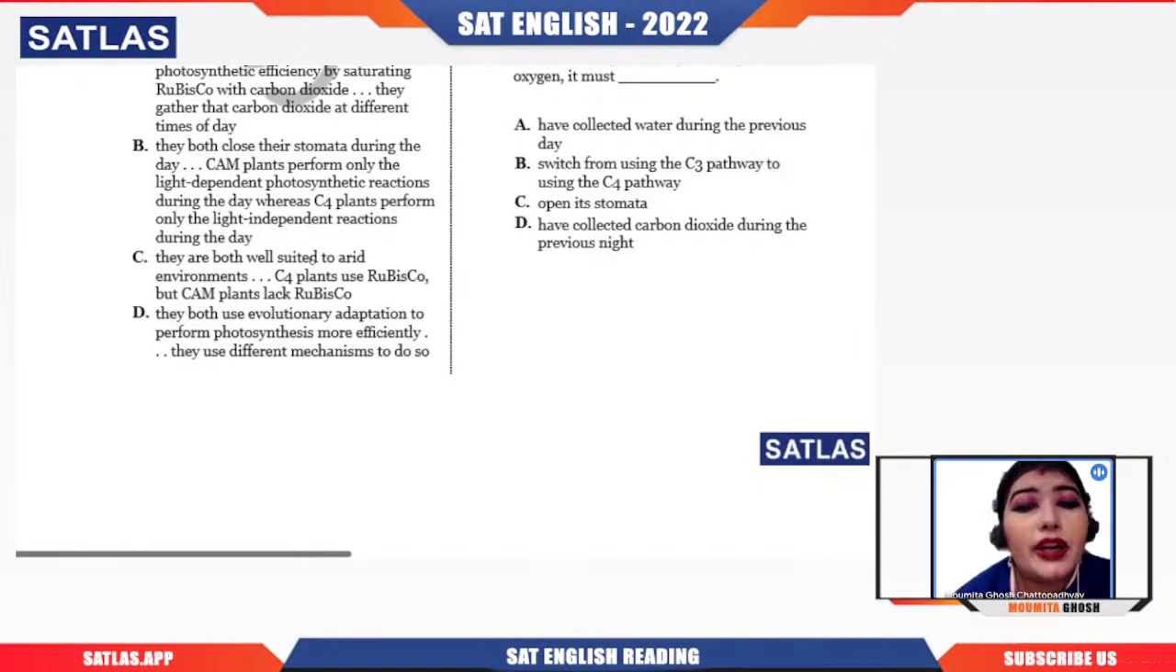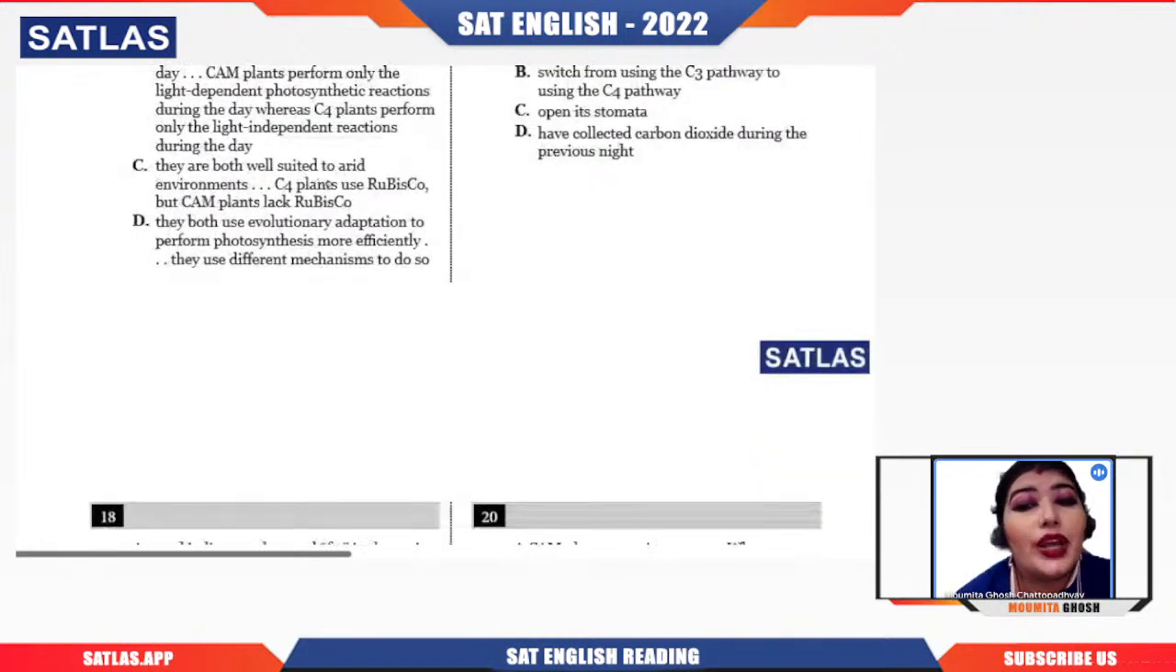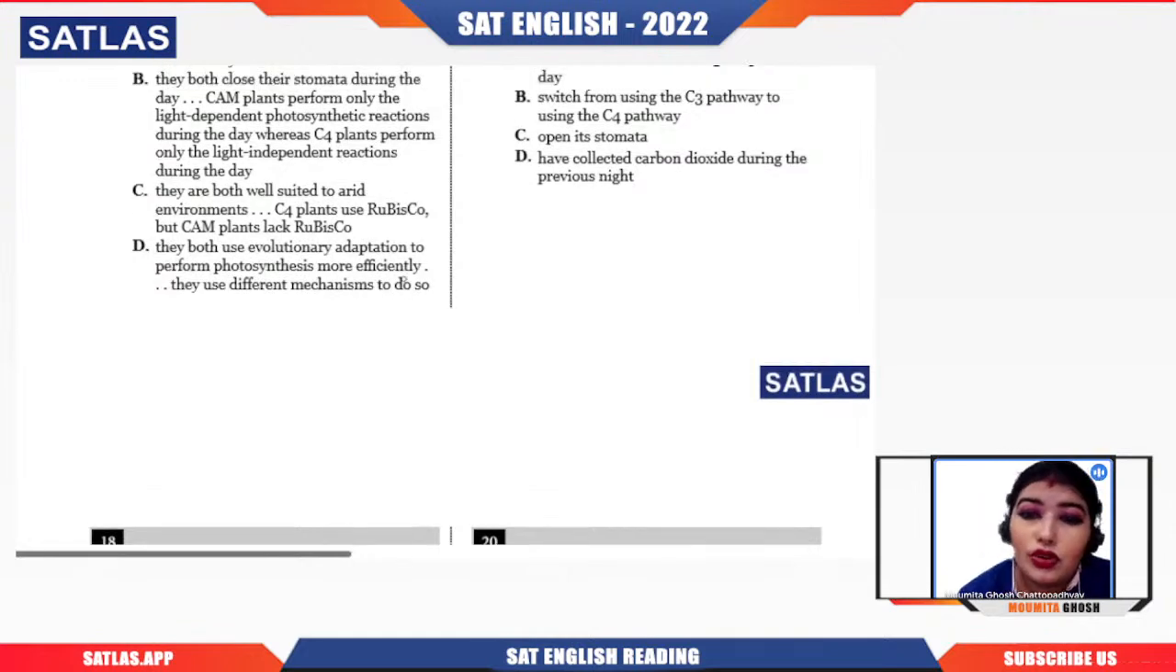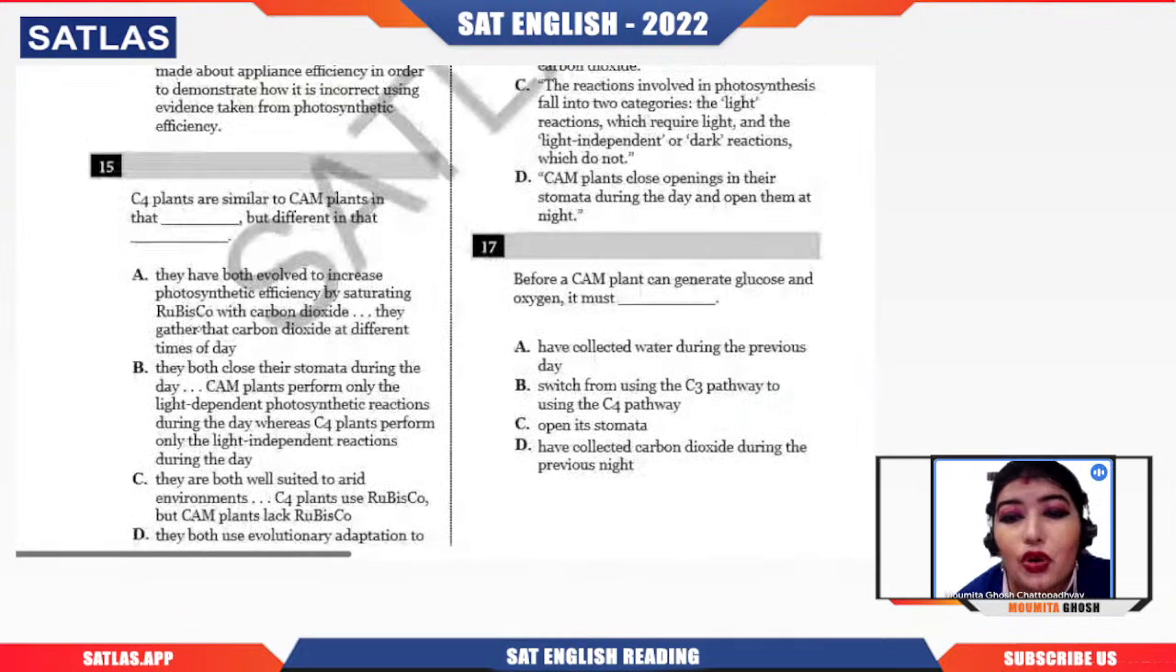Option number C, they are both well suited to arid environments, that means the desert temperature or the desert climate. C4 plants use Rubisco, but CAM plants lack Rubisco. Or option number D, they both use evolutionary adaptation to perform photosynthesis more efficiently. They use different mechanisms to do so. Okay, so let us go to the C4 part.